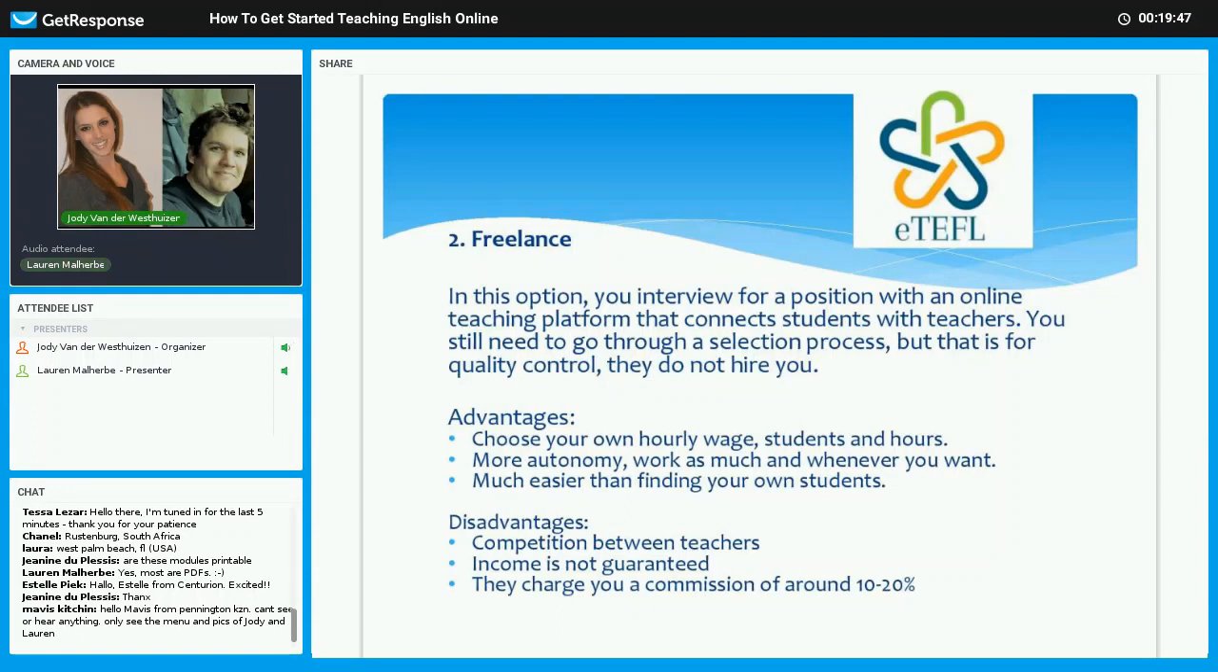Your income is not guaranteed either because of this. So if the student doesn't want to book you, that's just the case. And they charge you a commission of around 10 to 20% of your course fee. So if you're charging $10 an hour, you've got to remember that they might take $1 of that. So work that into your price that you're going to charge the students.